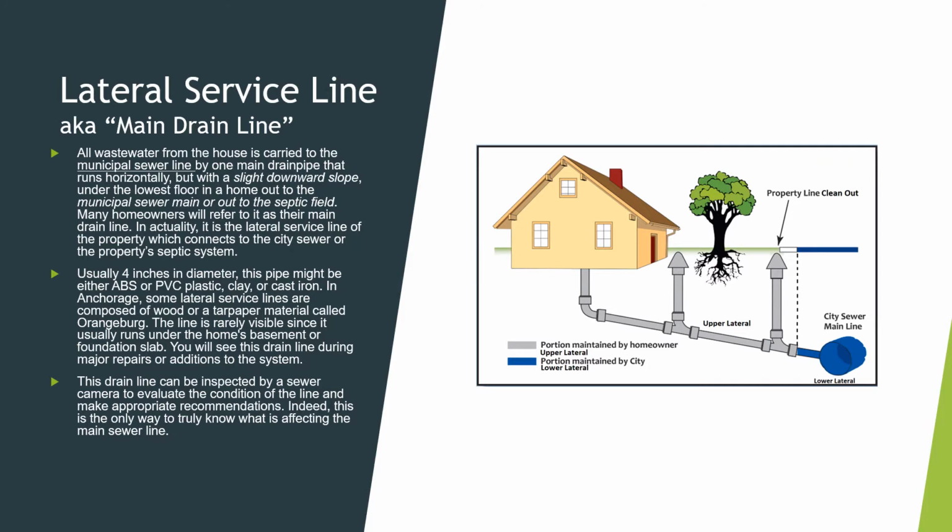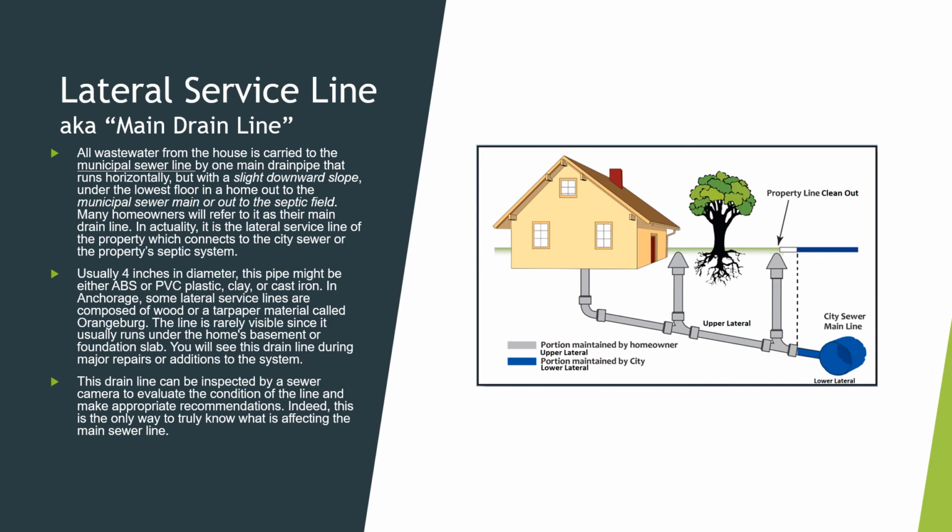The lateral service line, also known as the main drain line. All wastewater from the house is carried to the municipal sewer line by one main drain pipe that runs horizontally but with a slight downward slope under the lowest floor in a home out to the municipal sewer main or out to the septic field. Many homeowners will refer to it as their main drain line. In actuality, it is the lateral service line of the property which connects to the city sewer or the property septic system. Usually 4 inches in diameter, although it can be 3, 4, or 6 inches in diameter.